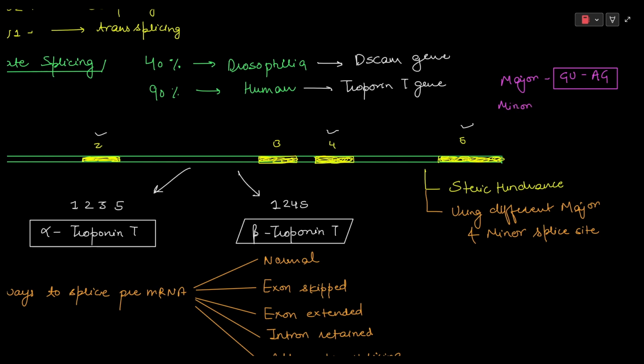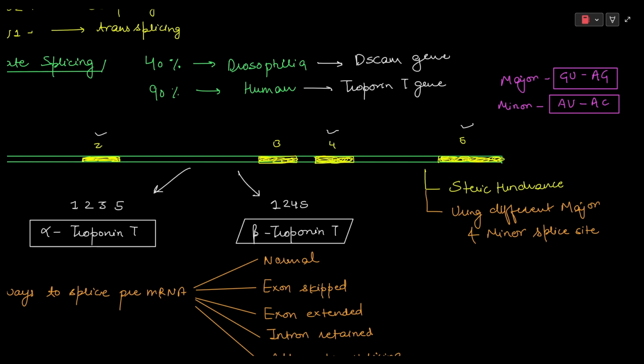In the case of minor, what do we have here? Here we have AU and AC. These are your splice sites. As you can see, these are different. So what we can do is use the minor for one exon and the major for another one. So that method can also be used. The human genome contains a gene named, I think, JNK1, and that uses this mechanism.